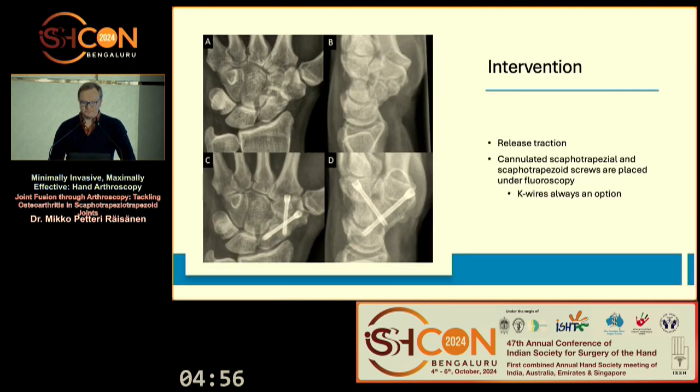Release traction. Cannulated scaphotrapezial and scaphotrapezoid screws are usually good, and you place them under fluoroscopy. K-wires are also a good option if you don't like screws or you can't get them. And it should look something like this, but maybe this should have been a little bit deeper and a little bit shorter, but it's okay.